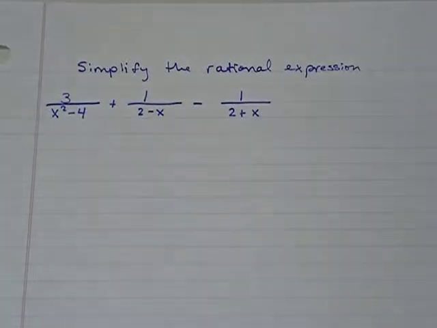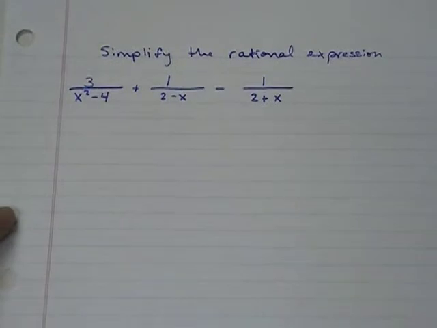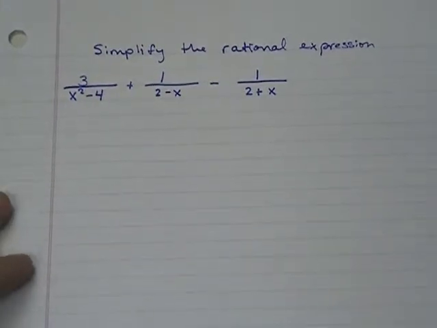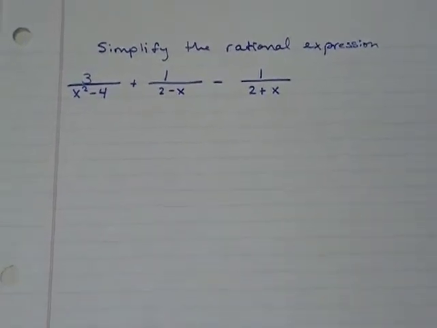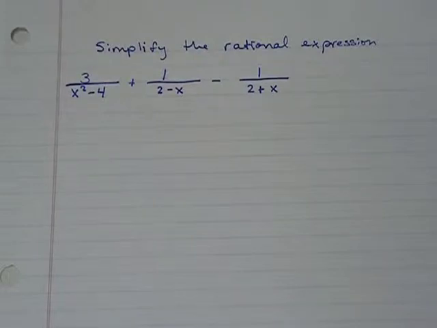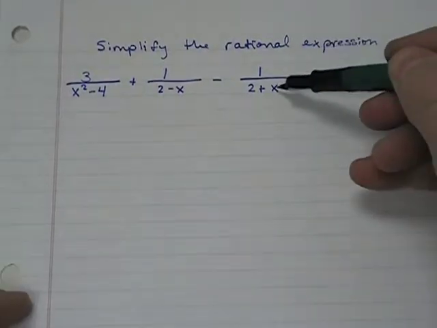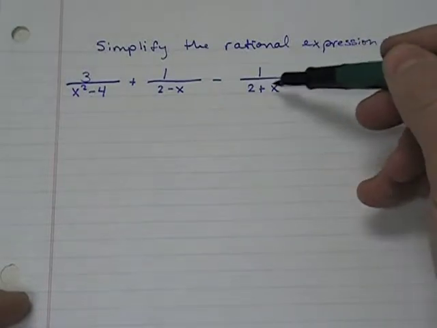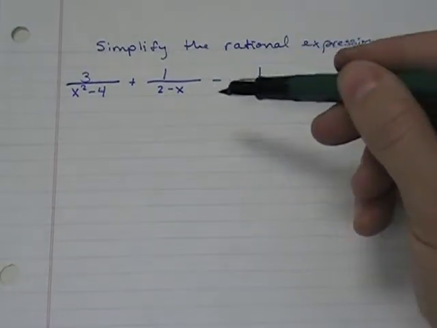Today we've been asked to simplify the rational expression 3 over x squared minus 4 plus 1 over 2 minus x, minus 1 over 2 plus x. And there's a couple of things I'm going to do to get started with this problem. The first one is whenever you have a rational expression, you want to factor anything that can be factored. And the second thing is I never like to have my x after my number. I want x plus 2, for example.